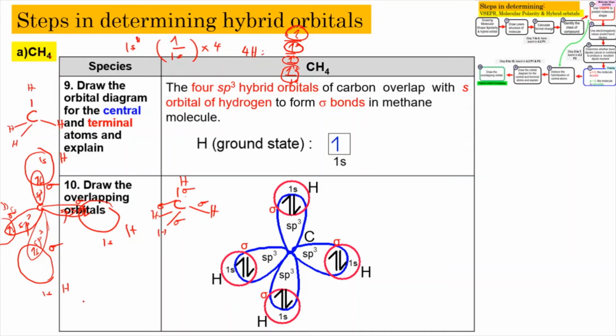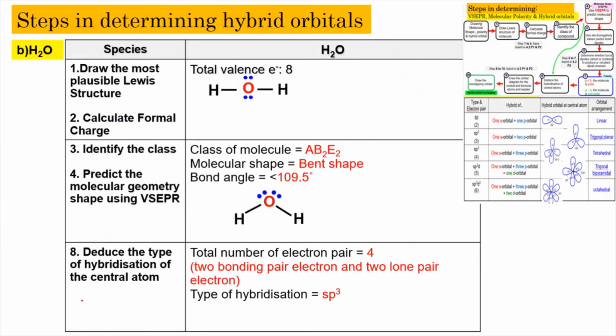Okay, now let us do another example, which is using water. So similarly for water, you need to find the total number of valence electrons first. So when you calculate the valence electrons, and then identify the class, which is AB2E2, you can get the bent shape, and the structure that you're going to get is going to be something like this.